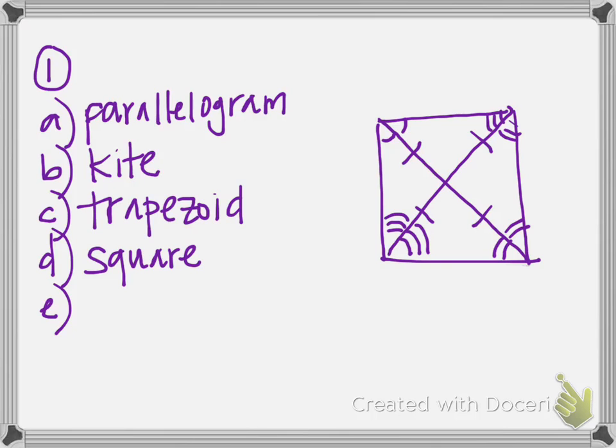Bisecting angles, when the diagonals bisect angles, that's a property of a rhombus. Congruent diagonals are a property of a rectangle. So since this has qualities of both, that means it must be a square. The product of a rectangle and a rhombus. That's number 1.